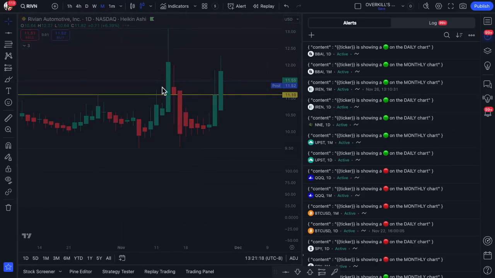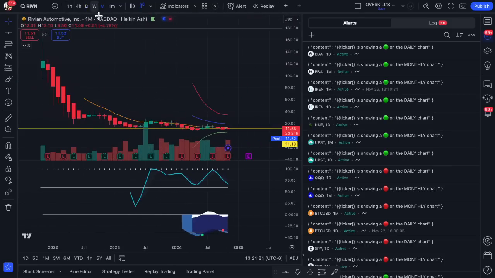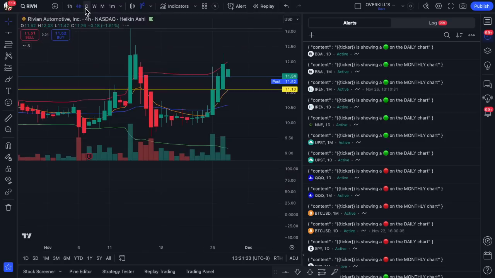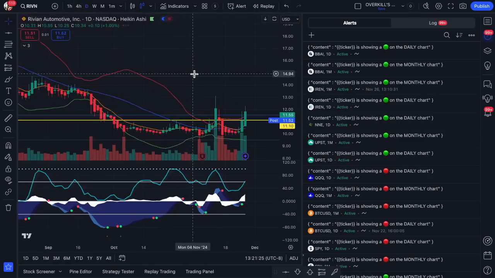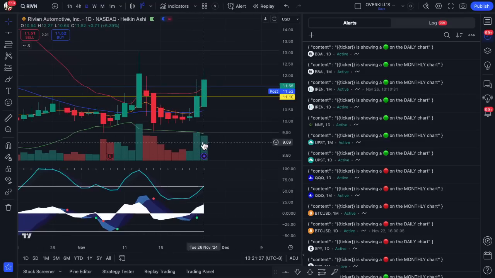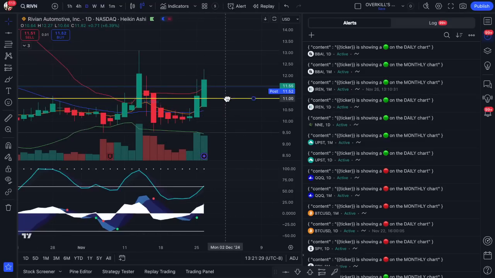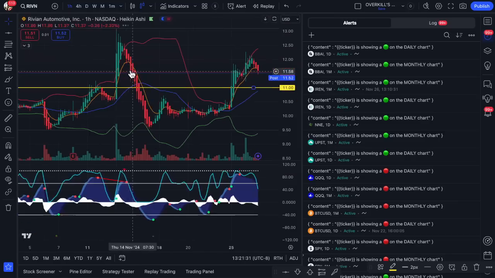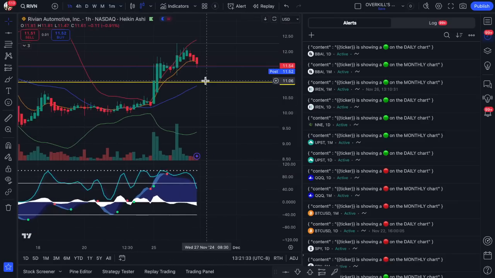RIVN. Another name here that really broke out. It's still red on the monthly, but it broke out on the daily the other day. I believe it was yesterday. Big, huge volume coming in here. So this is one to watch. I'd be buying any pullback on this one on an hourly chart. I want to buy the next green hourly dot on Rivian. If that comes at like 1090, I think that'd be an epic setup right there.